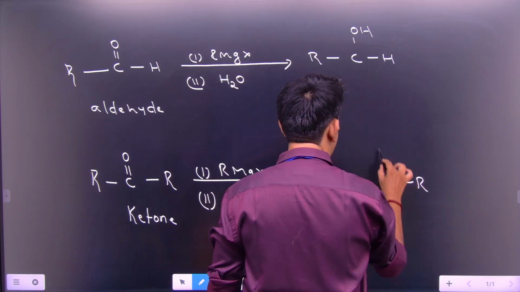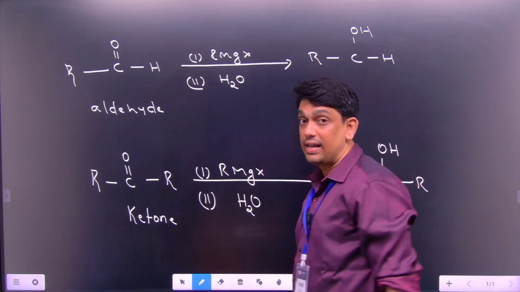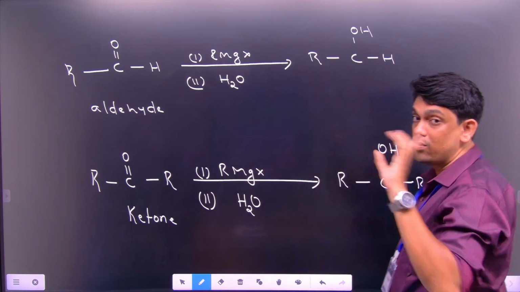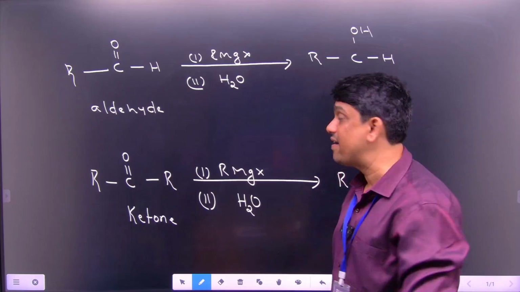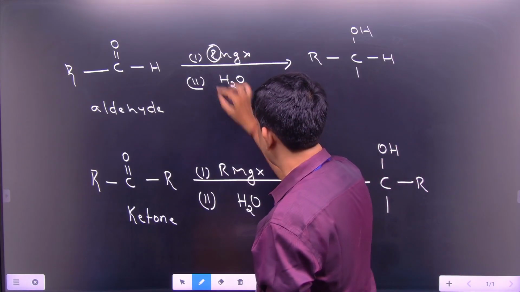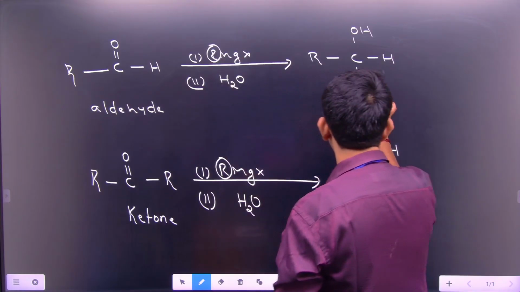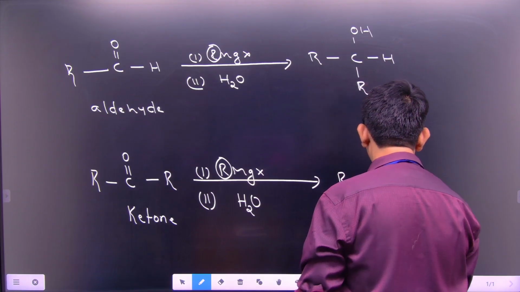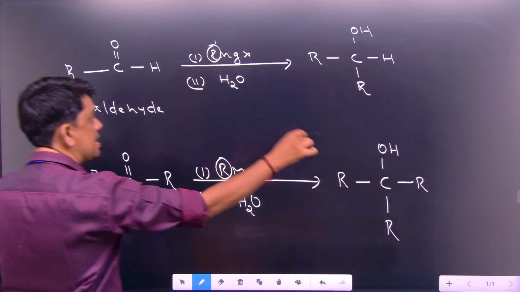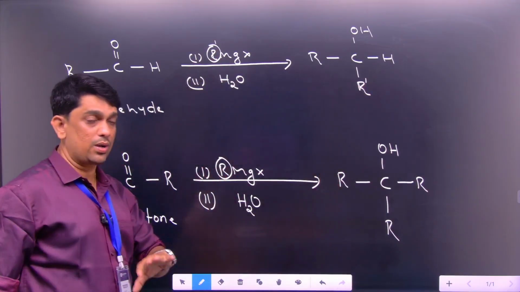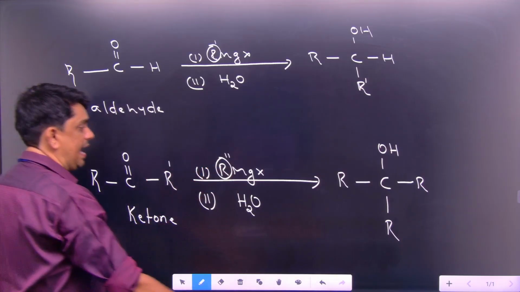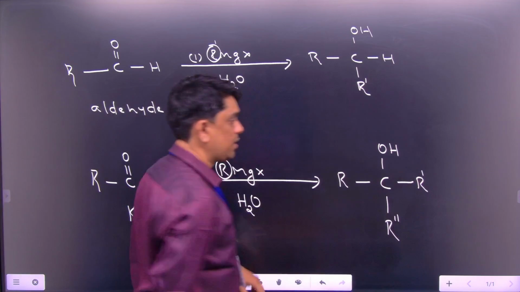Now we all know that carbon is a tetravalent element where 3 valencies are satisfied, and one more is yet to be written. That one more valency will be satisfied by R of the Grignard reagent. Okay, it is R of the Grignard reagent. Now everybody see this, you have one R, let me write it as R dash. So this is the product we got. This is R dash, this is R double dash, and this is the product we got.